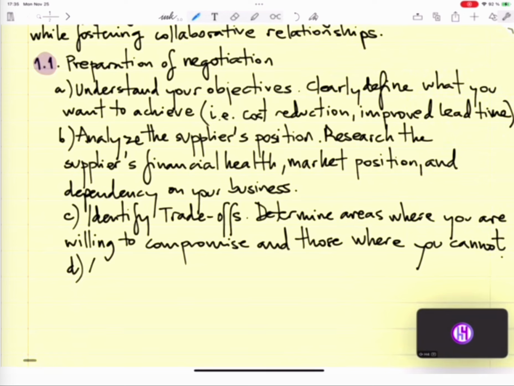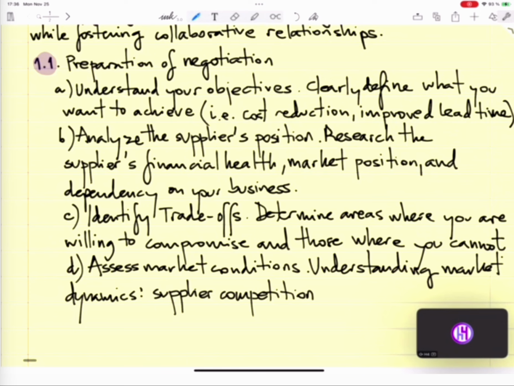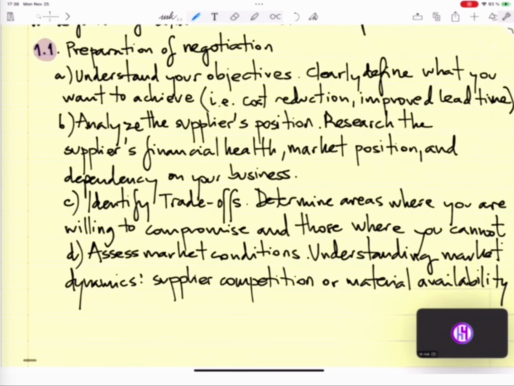And then assess market conditions. Understanding market dynamics, such as supplier competition or material availability, might give you some strength when you're preparing for your negotiation. So this is the preparation of the negotiation. Any questions?